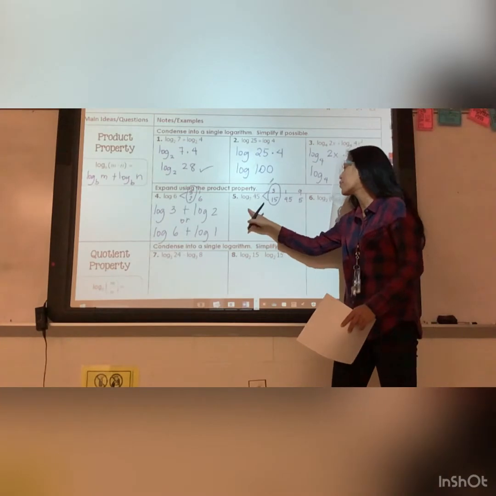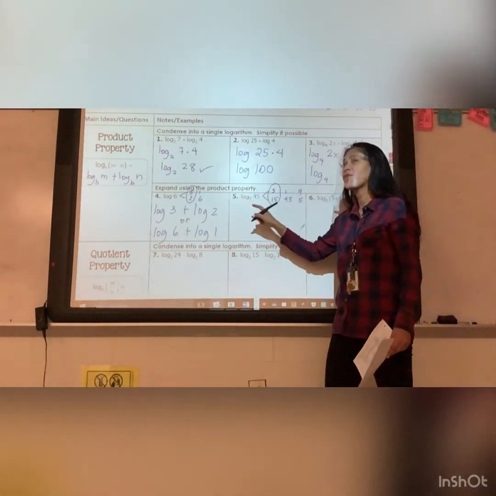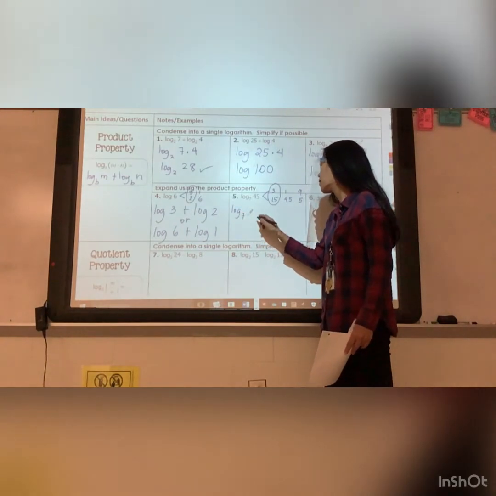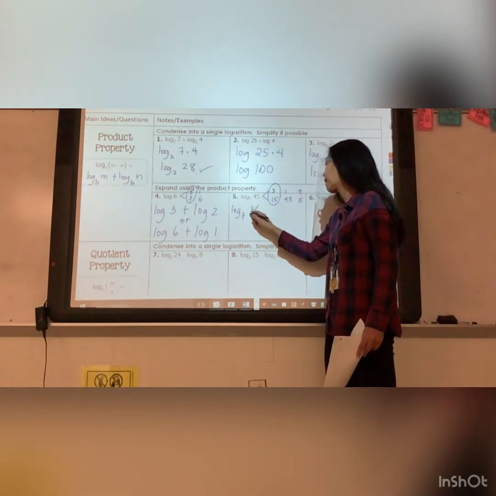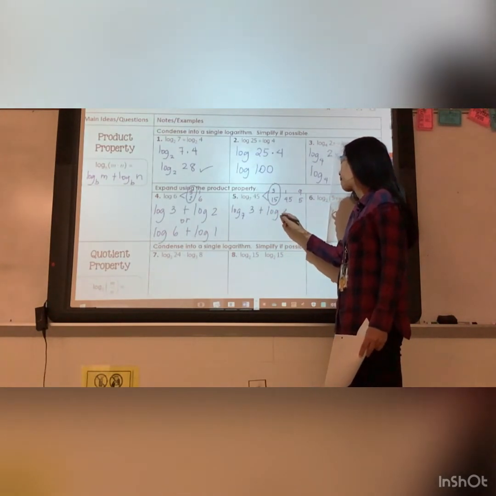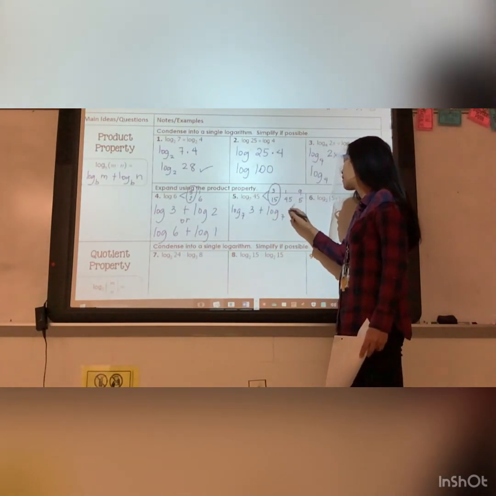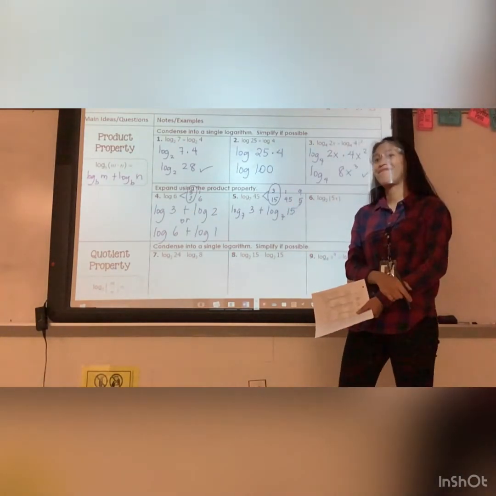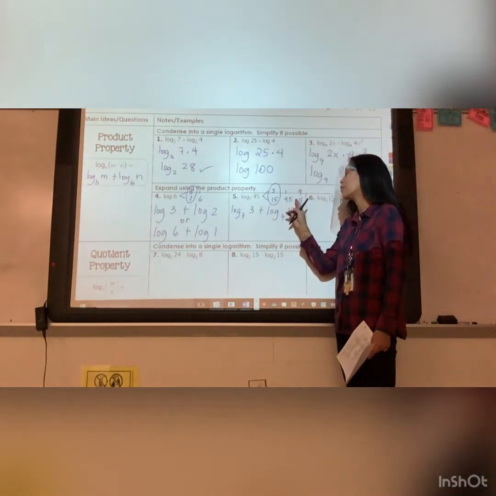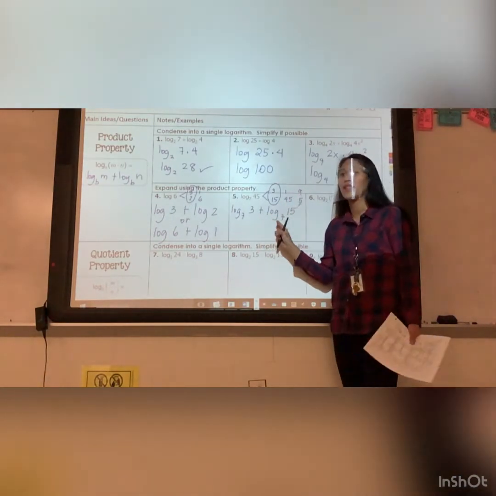So how are we going to write it here? There is a base of 7 here. Log with the base of 7 of 3 plus log with a base of 7 of 15. That's it. So again, it may vary, whichever pair you want to use, that's fine.